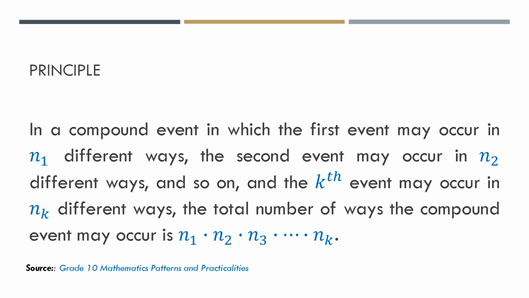In a compound event, the first event may occur in n sub 1 different ways, and then the second event may occur in n sub 2 different ways, and so on. And the kth event may occur in n sub k different ways. The total number of ways the compound event may occur is found by multiplying the different ways from the first event going to the kth event.